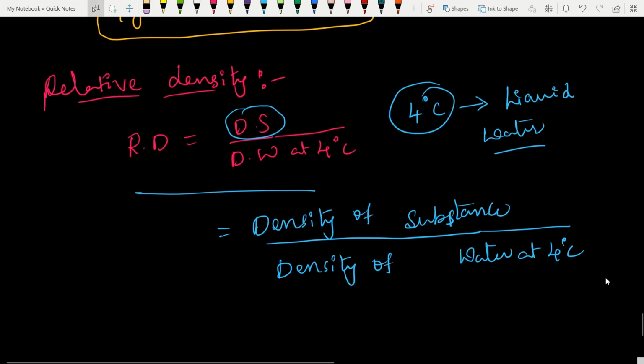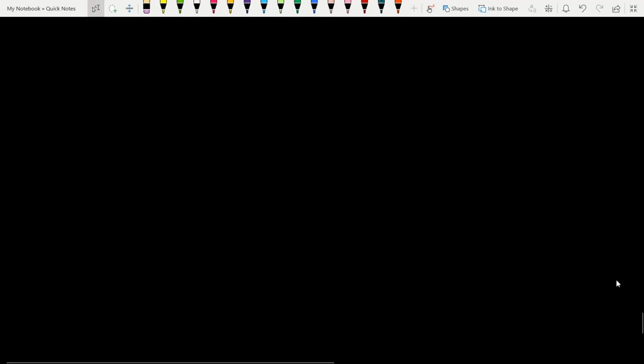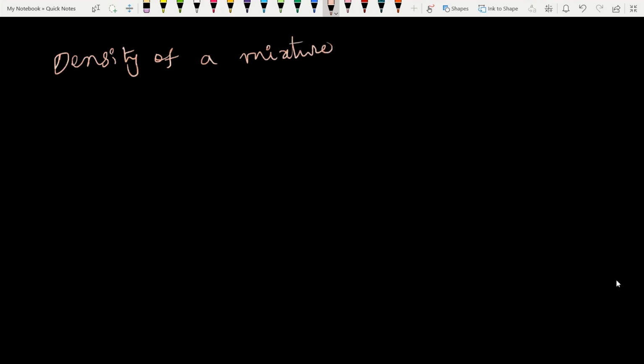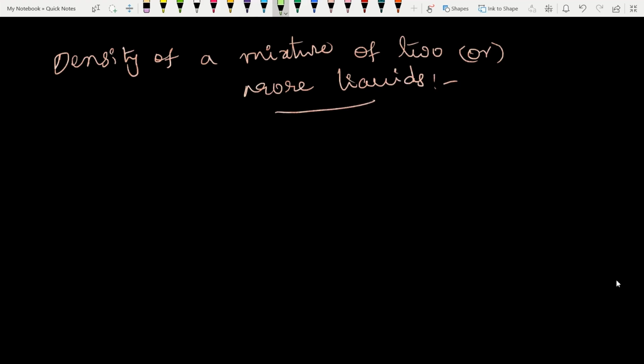Next, density of liquids. You can consider a mixture of liquids. That is a very, very important concept: the density of a mixture of two or more liquids. How to do it? Suppose two liquids of densities rho 1 and rho 2 are mixed, with their masses m1 and m2. If you add them together, then you will get the density.